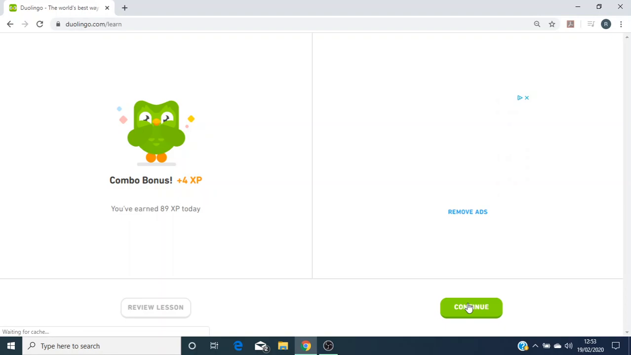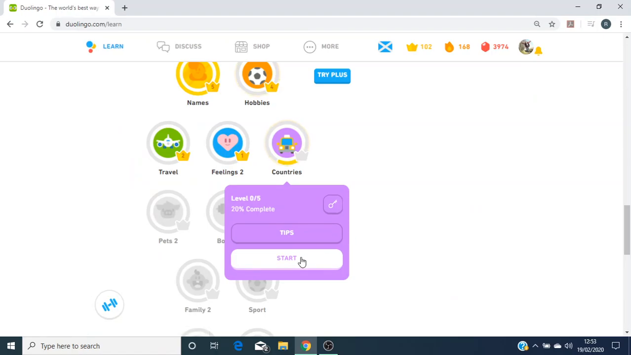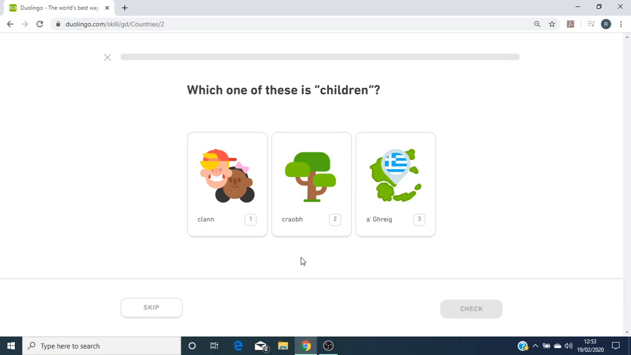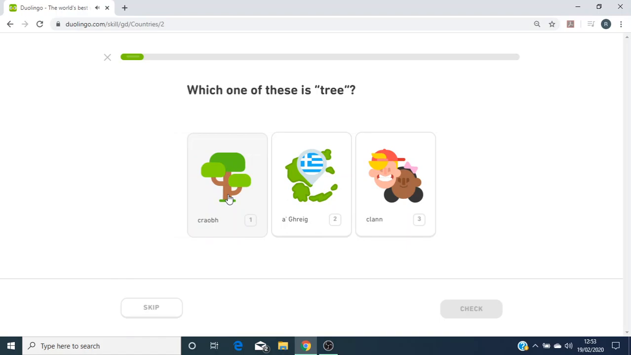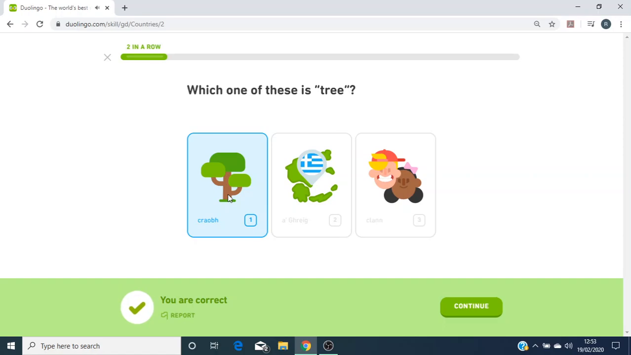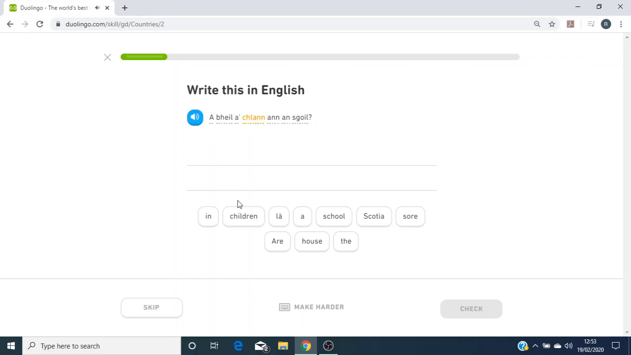So let's continue. Oh, there's 5 lessons in this one. Right, let's continue. Children, clown. We've had that. Tree, crowth. Do we get a pronunciation? Oh, apparently not. Are the children in a school?